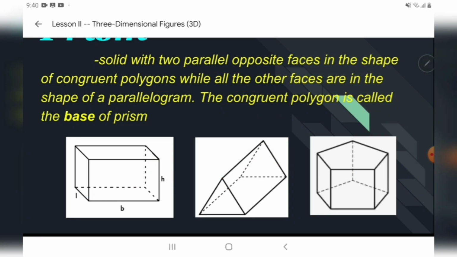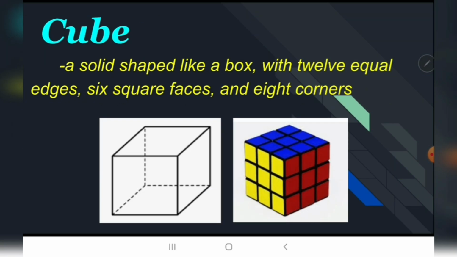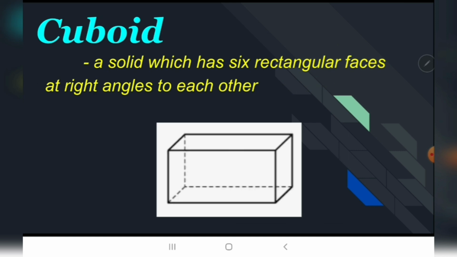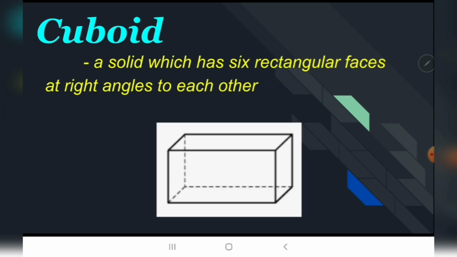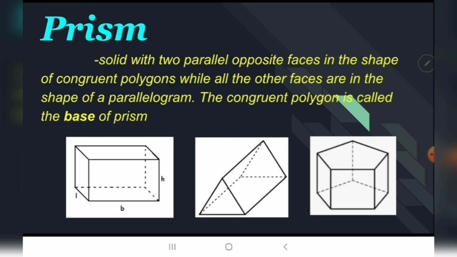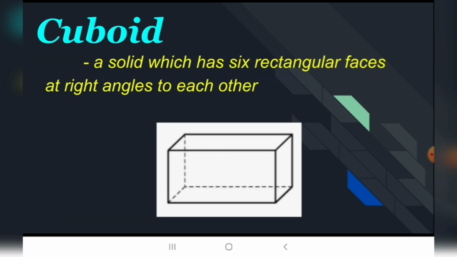Let's move on to the next 3D figure, and that is cuboid. A cuboid is a solid which has 6 rectangular faces at right angles to each other. Earlier we had prism, because they have two parallel opposite faces in the shape of congruent polygons. Now we have cuboid. Are they the same? What is the correct term? Is it prism, rectangular prism, or cuboid?